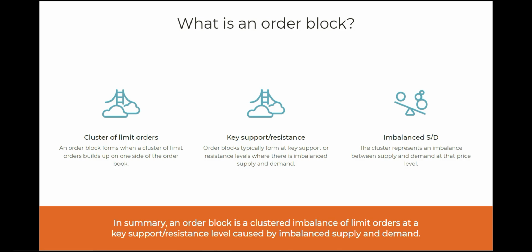Order blocks typically form when an imbalance of supply and demand is formed, and the cluster represents that imbalance between supply and demand at a price level. So in summary, an order block is a clustered imbalance of limit orders at a support resistance level caused by an imbalance in supply and demand. That's the most simple way to put it. That's what it basically is, but we'll go into examples as well.